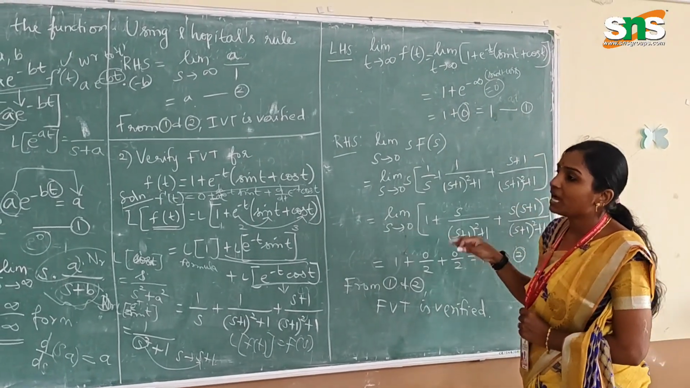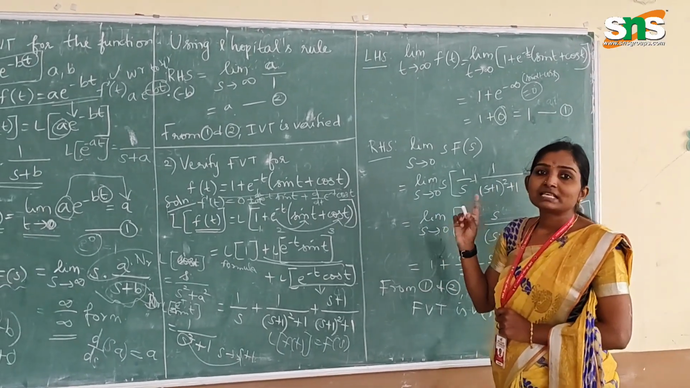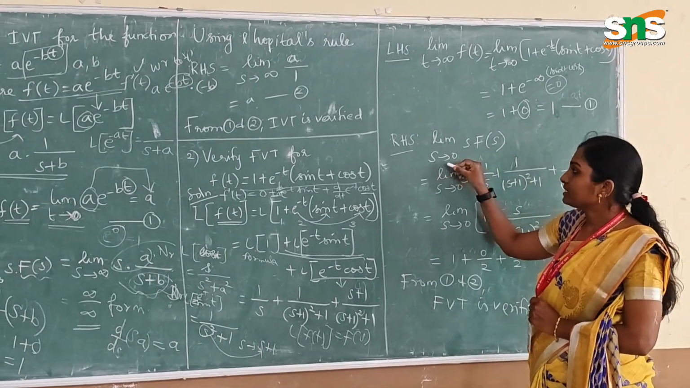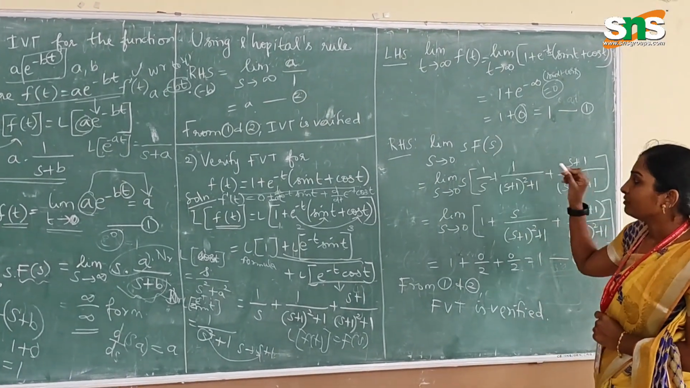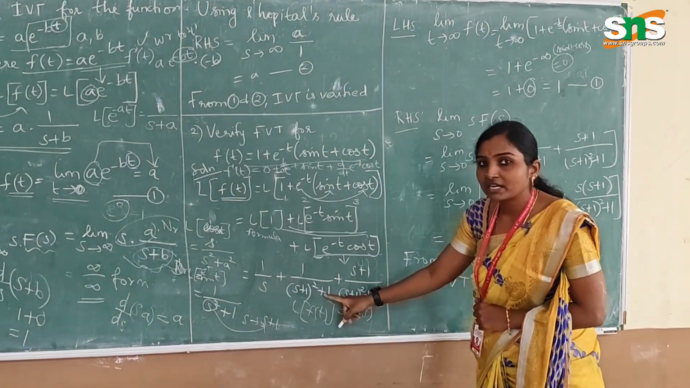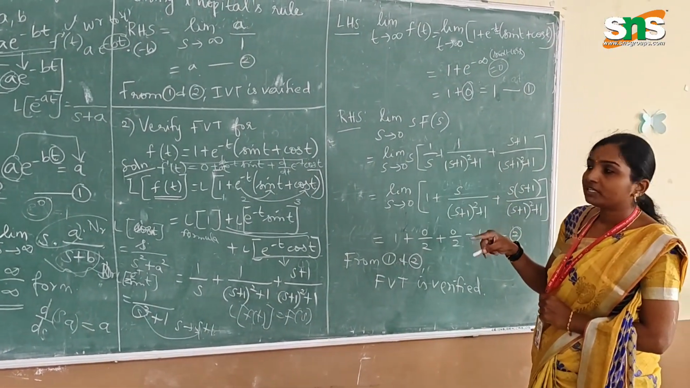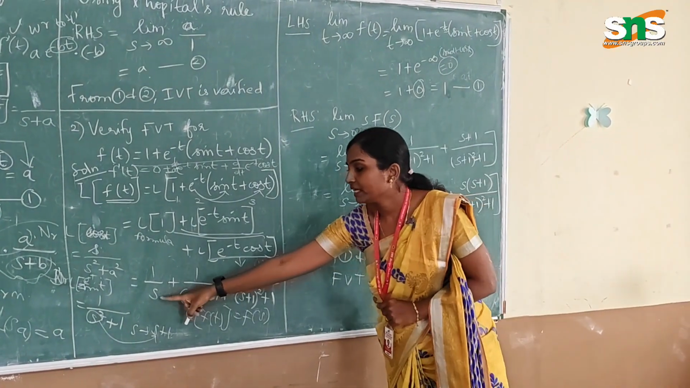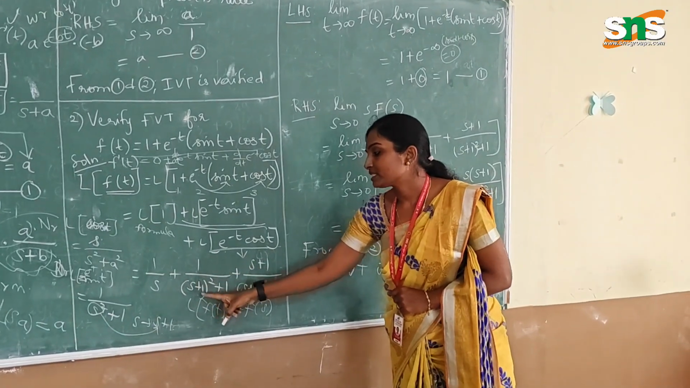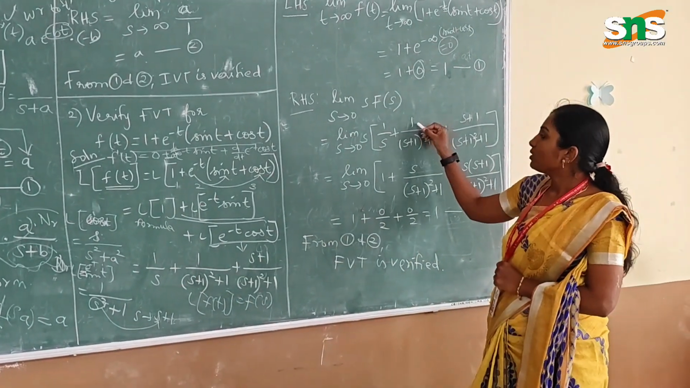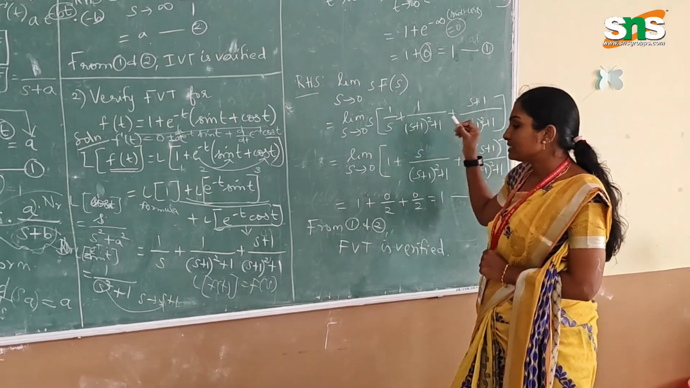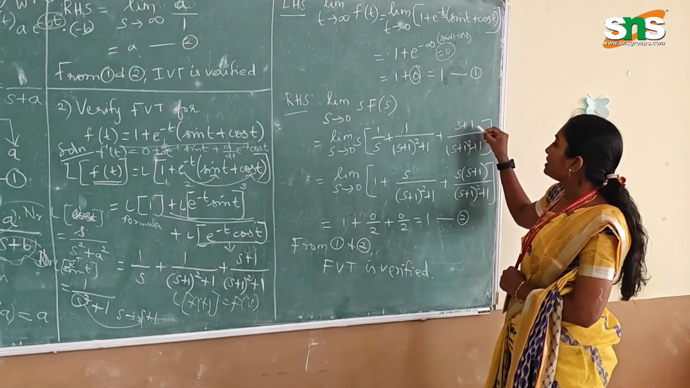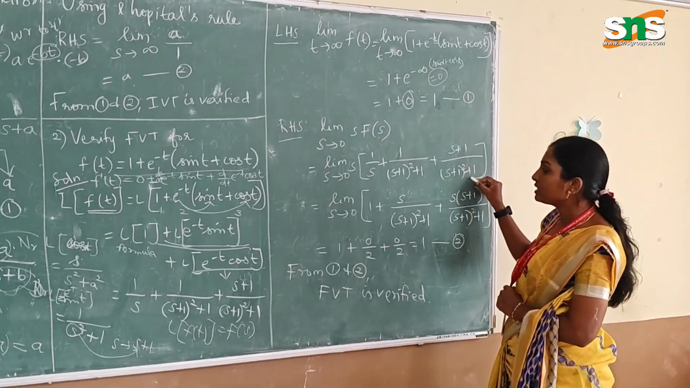Now we are going to proceed with the RHS. What is our RHS then? It is limit s tends to 0, s into f of s. We will have to just replace this f of s function here since we have found it already. So limit s tends to 0, s into, what is the first term in f of s? It is 1 by s plus 1 by s plus 1 the whole square plus 1 plus the third term, s plus 1 divided by s plus 1 the whole square plus 1.